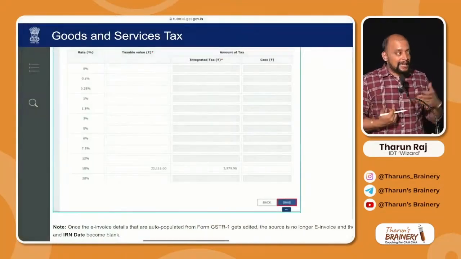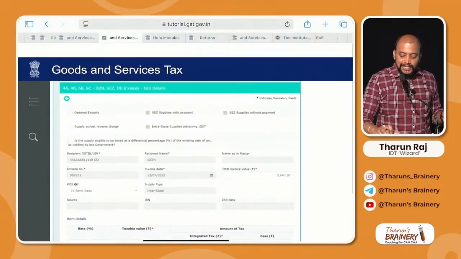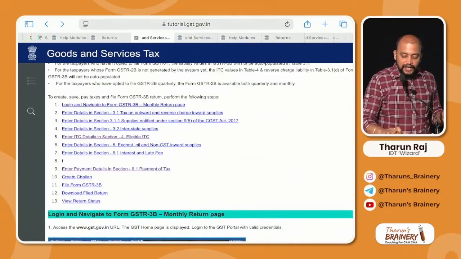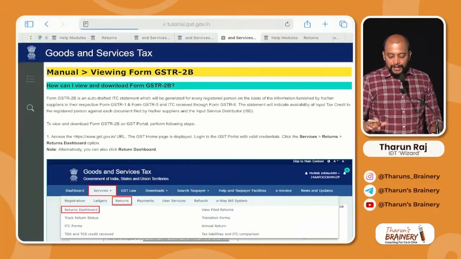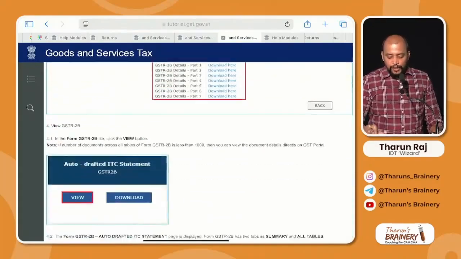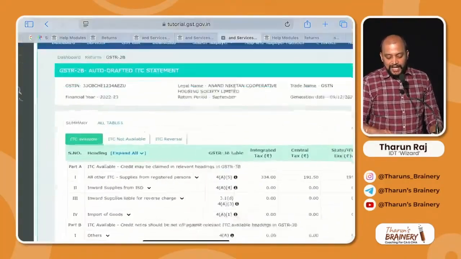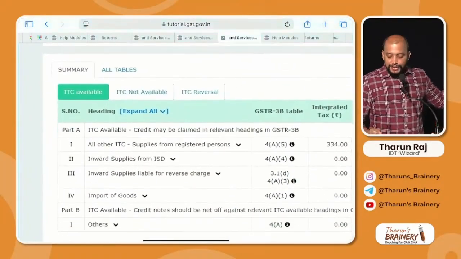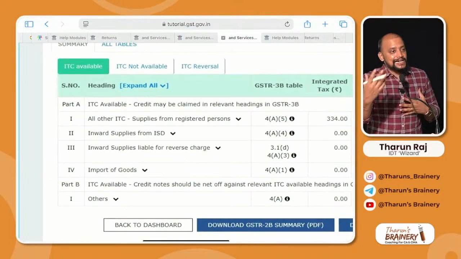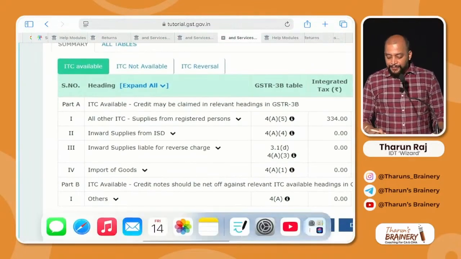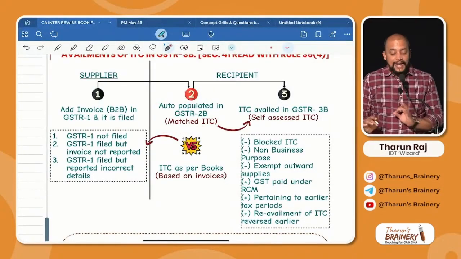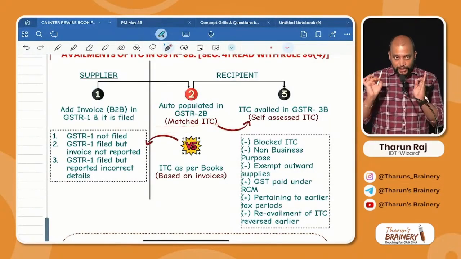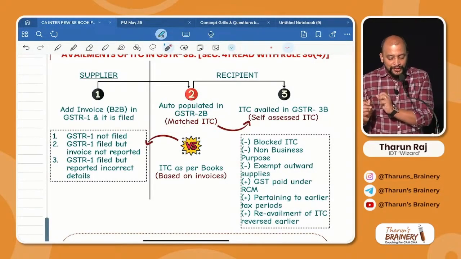Now, I am the supplier, I added here. As soon as I add here, it will be reflected in your 2B. So, as and when you open your GSTR 2B, you will be able to see all the invoices which have been added by your supplier. That data will be reflected here under ITC available. Got it? And therefore, it is reflected in 2B of the recipient. This is called matched ITC. Matched ITC means that much is reflected in 2B of the recipient.